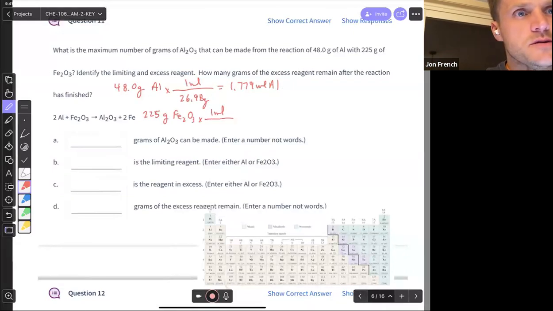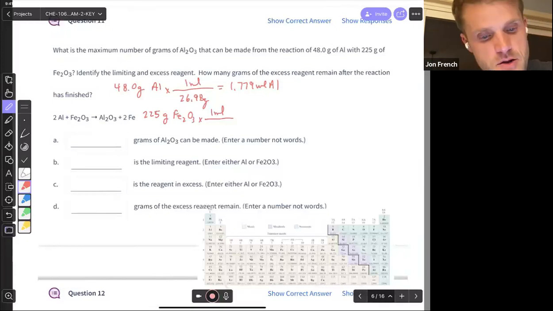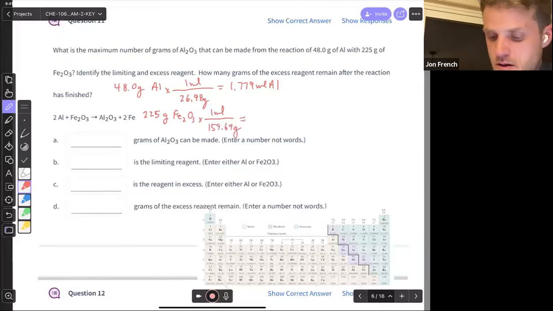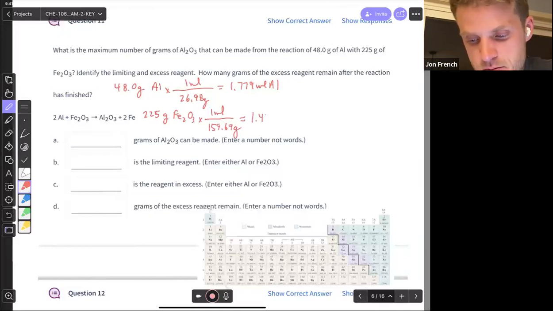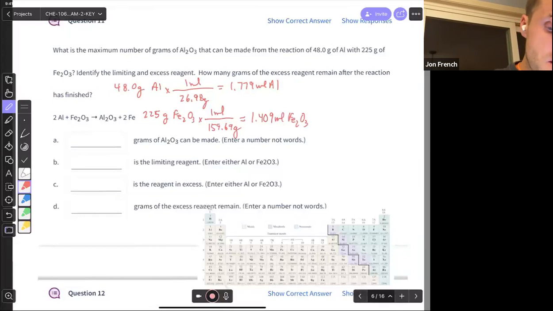Let's see, molar mass of Fe2O3 is 159.69 grams. All right, 225 divided by 159.69, and I get 1.409 moles of Fe2O3. All right, to find the limiting reagent, we need to know how much of each of those there is, and how many grams of excess reagent remain after the reaction is complete. And how many grams of aluminum oxide can be made.